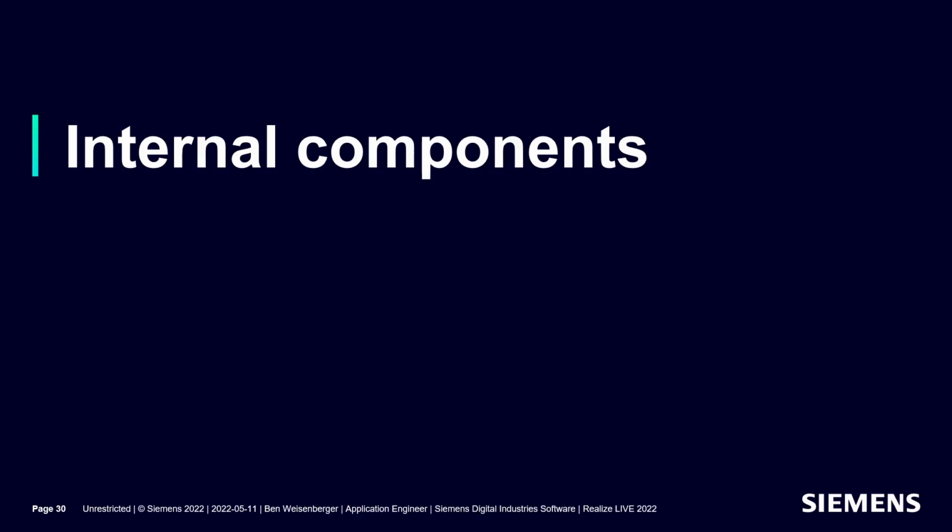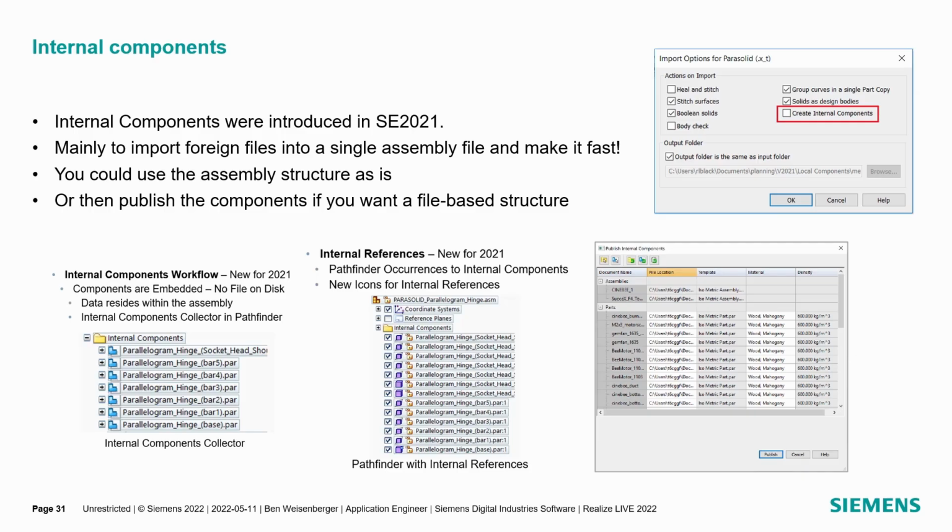Let's look at internal components and talk about how they can help with large assemblies. Internal components were introduced in Solid Edge 2021. They give us the capability to import very large data sets into a single assembly file, for instance, a STEP file of a large assembly. The result is a single assembly file with a complete assembly structure but without any additional part files on disk. So it gives us a huge performance boost when working with and importing foreign data sets. We can then maintain the structure as it is, or we can publish it in order to create the full file-based structure.